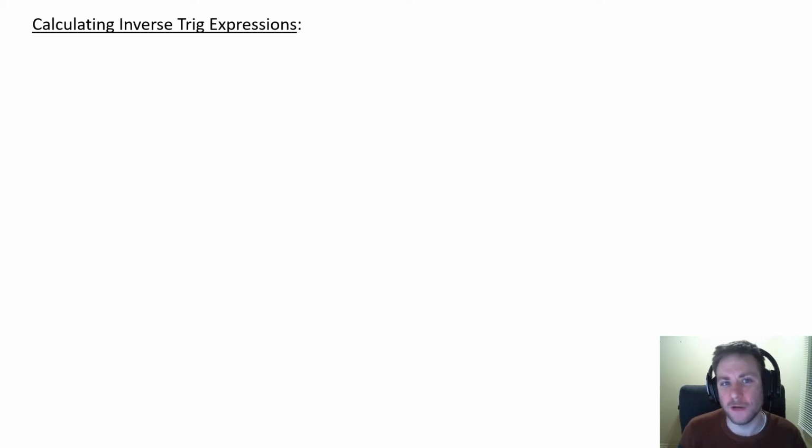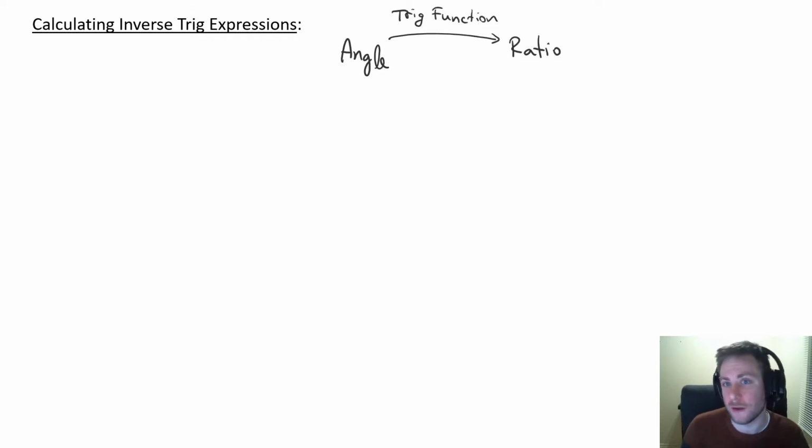Now that we've defined inverse trig functions, let's make sure we understand how to do calculations with them properly without having to depend on a calculator. Mainly so that you have a good understanding of how these functions actually work, rather than just thinking of them as the magic button. When it comes to trig functions, normally what you want to think of is that you have some angle, and when you apply a trig function to that angle, you get some ratio, such as opposite over hypotenuse or opposite over adjacent.